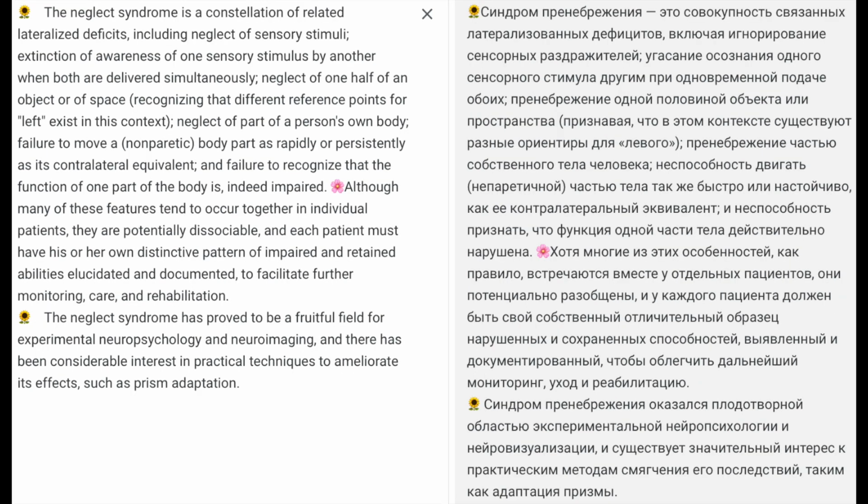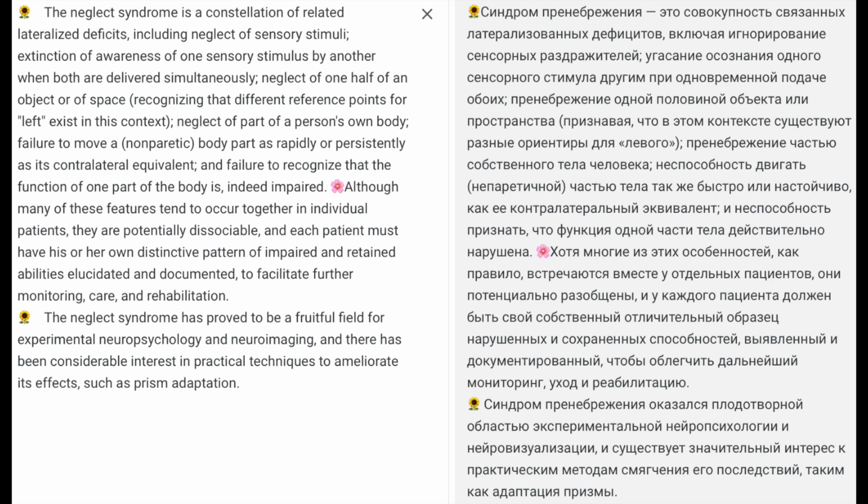The neglect syndrome is a constellation of related lateralized deficits, including neglect of sensory stimuli, extinction of awareness of one sensory stimulus by another when both are delivered simultaneously, neglect of one half of an object or of space, recognizing that different reference points for left exist in this context, neglect of part of a person's own body, failure to move a non-paretic body part as rapidly or persistently as its contralateral equivalent, and failure to recognize that the function of one part of the body is, indeed, impaired.